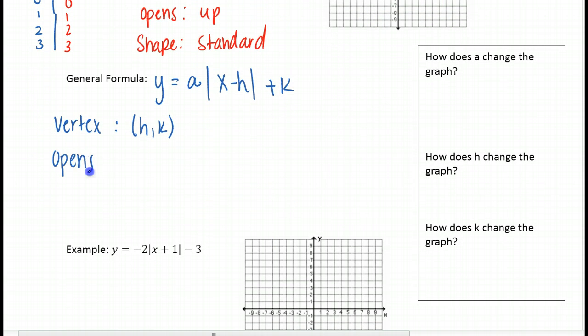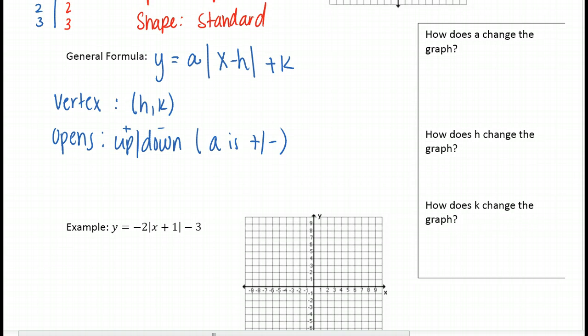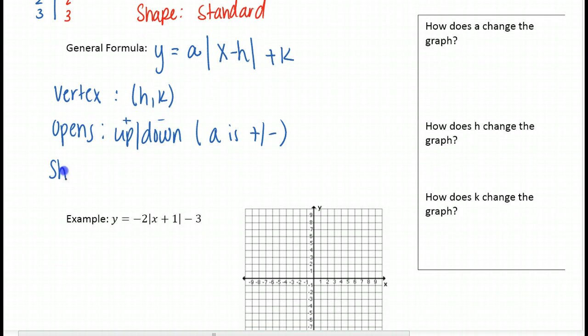When we talk about how it opens, it's either up or down, depending on whether a is positive or negative. I think you can all probably guess. If it's positive, it opens up. If it's negative, it opens down. And then we talk about the shape. We have wide, we have standard, and we have narrow.